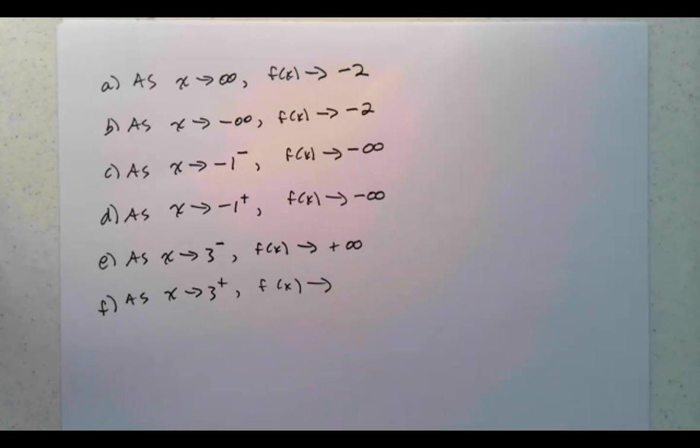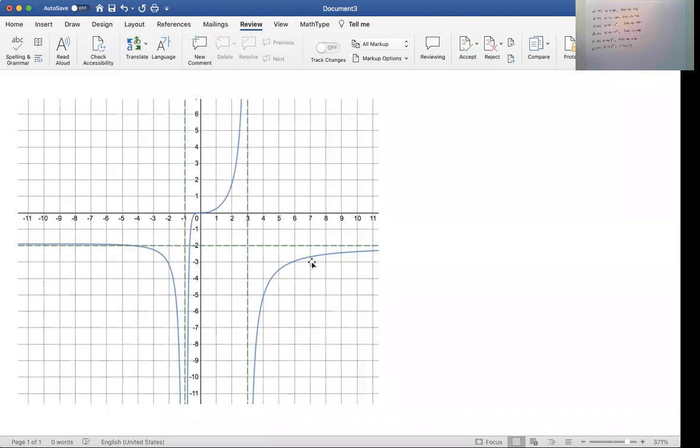As I approach 3 from the right, what are the y values doing? What is f of x doing? As I approach 3 from the right, the function is heading down now. The y values are going increasingly more negative. That would be heading towards -infinity.